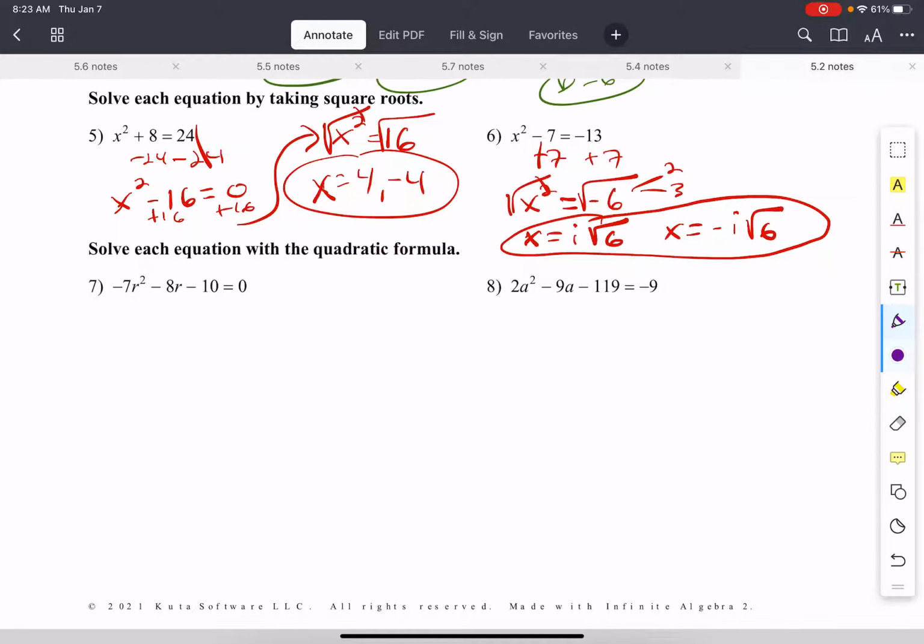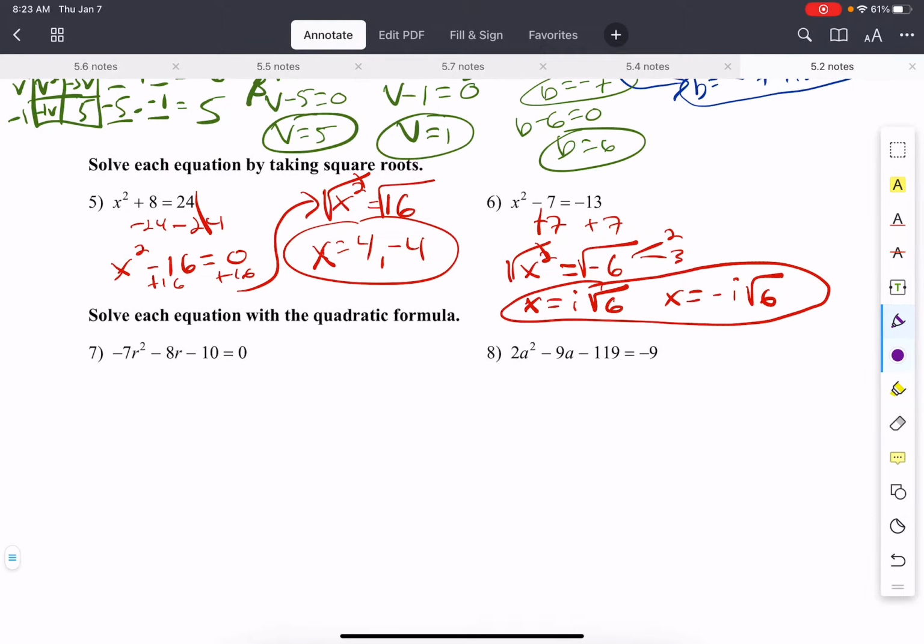All right, equals 0 here. Okay, so solve each equation with the quadratic formula. First thing we check is that one side equals 0, right? So now let's decide what is A for this problem. What is A? -7, good. What's B? And C? -10. Look at that. Oh, good.